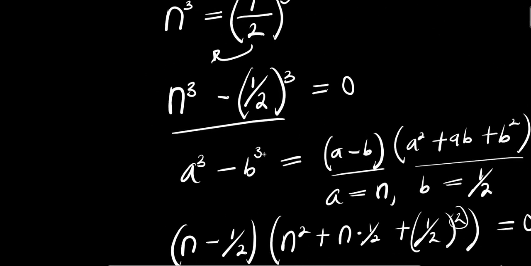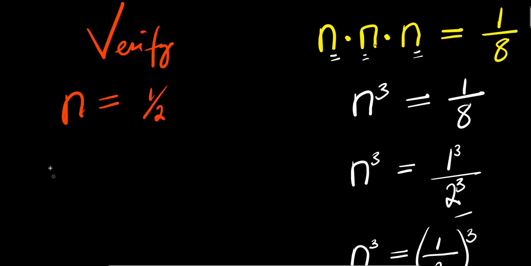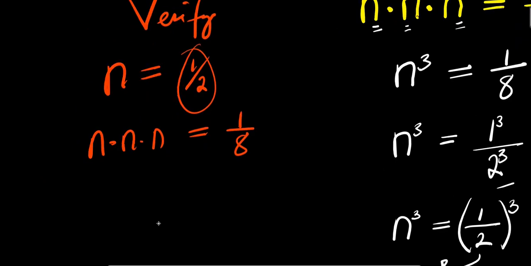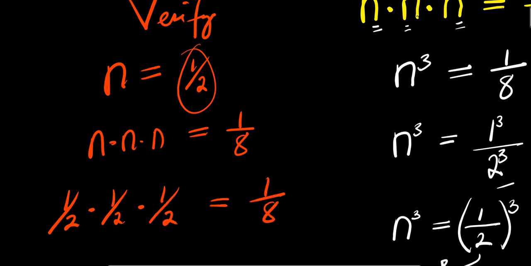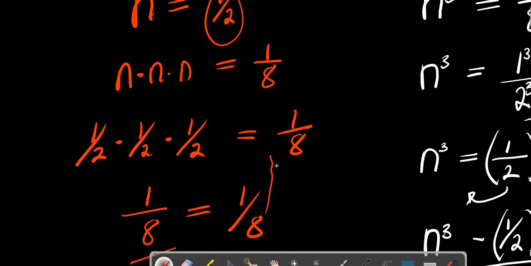So let's substitute it right here to verify our equation. We have n equals 1 over 2. n times n times n equals 1 over 8. We substitute 1 over 2 for n. We have 1 over 2 times 1 over 2 times 1 over 2 equals 1 over 8. 1 times 1 times 1, that is 1, divided by 2 times 2, 4, times 2, that is 8, equals 1 over 8. Left hand side equals right hand side.